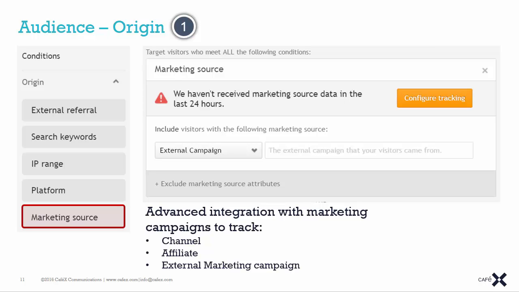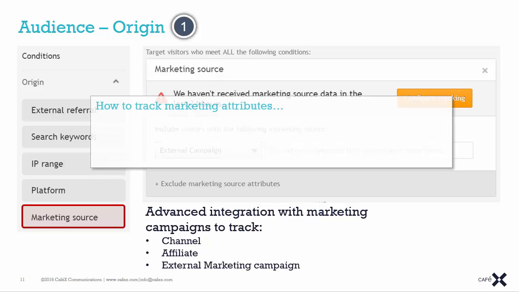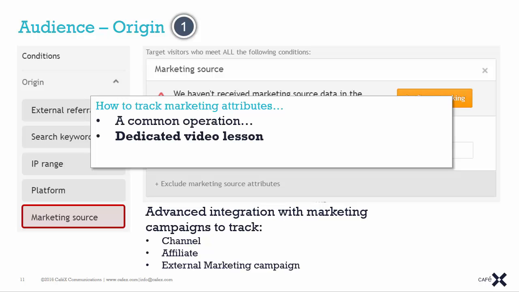To use a marketing source with your audience definition, you'll need to tell Live Assist how it can track marketing attributes. Since this tracking is a common operation with Live Assist, we've created a dedicated lesson that focuses just on configuring tracking. We'll see an example in a moment, but you'll want to check out the video for a more thorough discussion. So there's a quick intro into the origin conditions.